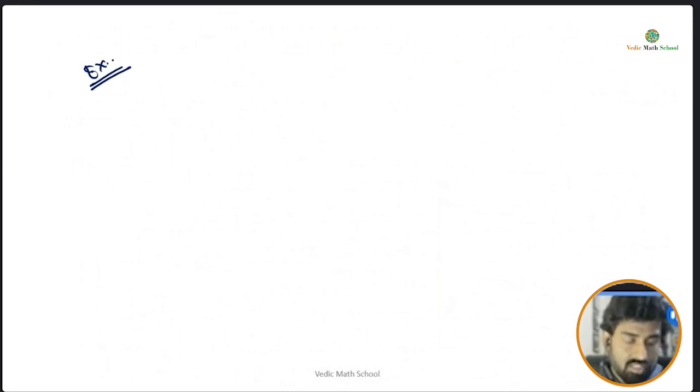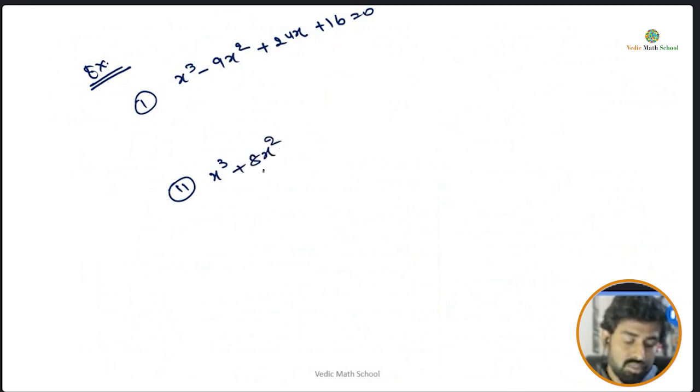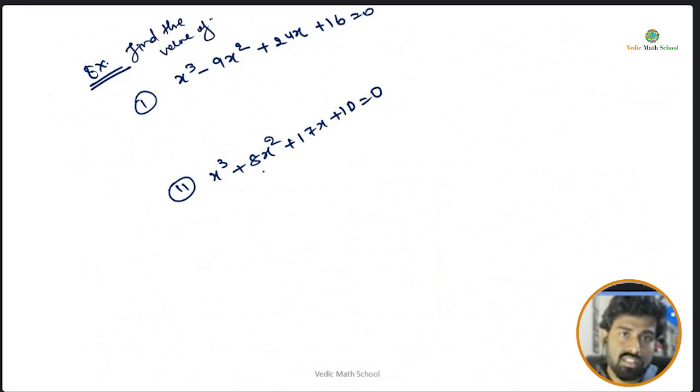First question you have to write down x cube minus 9x square plus 24x plus 16 equal to 0. This is equation 1. Equation 2 you can write down x cube. Again look at this. This is a multiple of 3, so it will be easy. Second question is x cube plus 8x square plus 17x plus 10 equal to 0. Here you also find the value of x. The question is to find the value of x. There are 3 values because this is a cube.